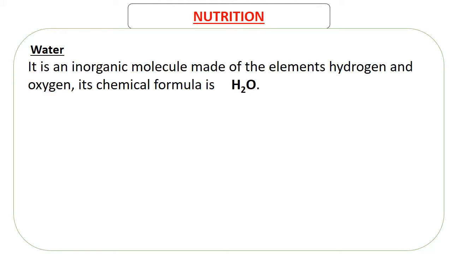The other element is water. Water is an inorganic molecule made of the elements hydrogen and oxygen. Its chemical formula is H2O. Inorganic means something that doesn't have carbon and hydrogen together. Its chemical formula is H2O, meaning that it's made of 2 hydrogen, that's what that 2 means, and 1 oxygen.